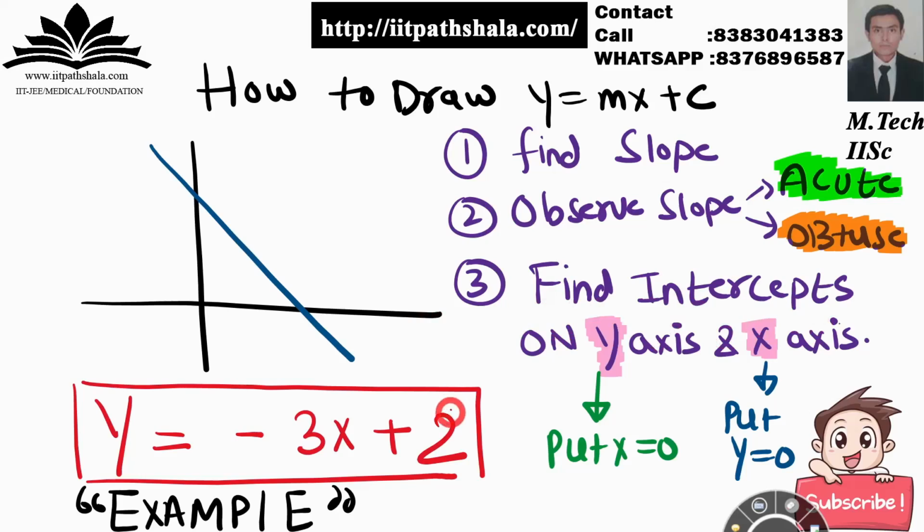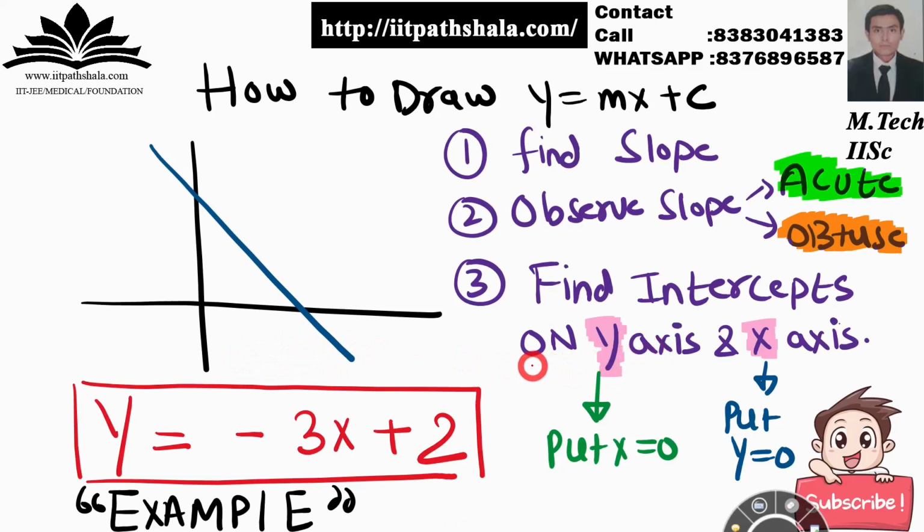How are you going to find the intercept? Now let me tell you what the intercepts are. Intercepts are the points which cut the y-axis and the x-axis. These are called the intercepts. The point cutting on the y-axis or the point cutting on the x-axis are the intercepts.